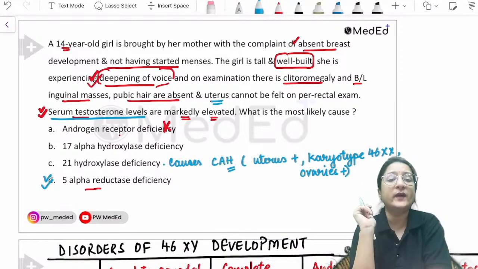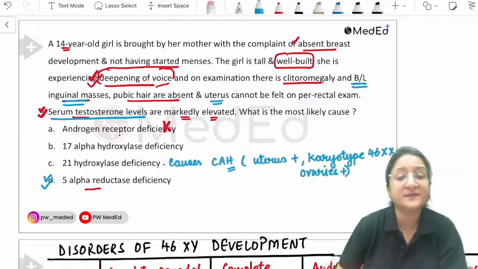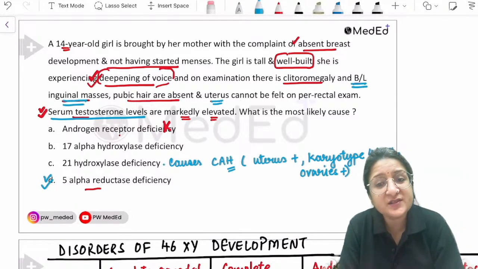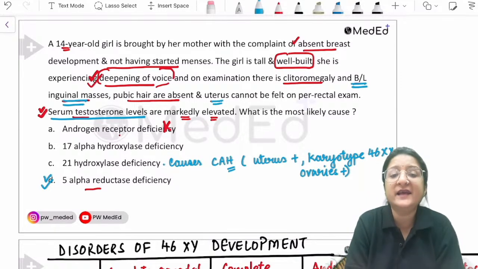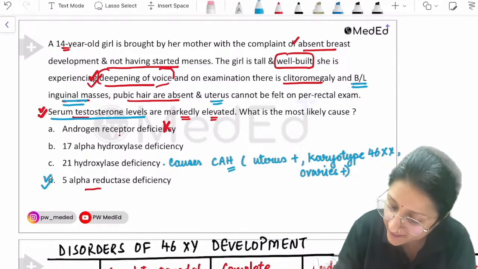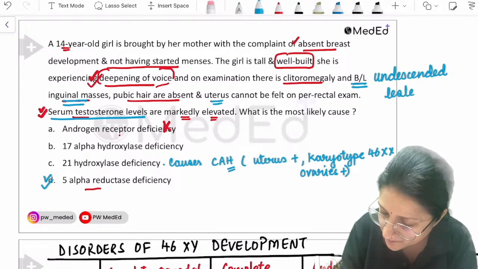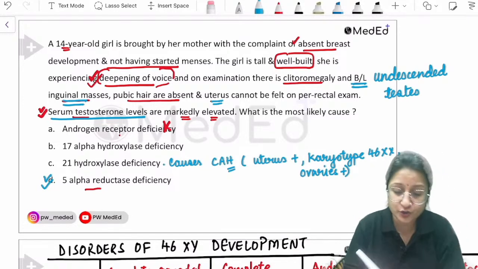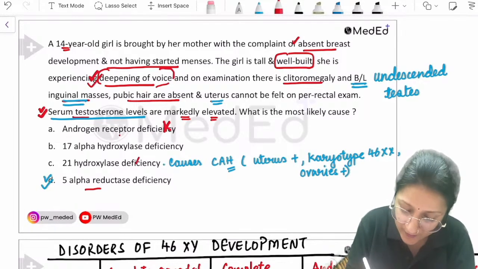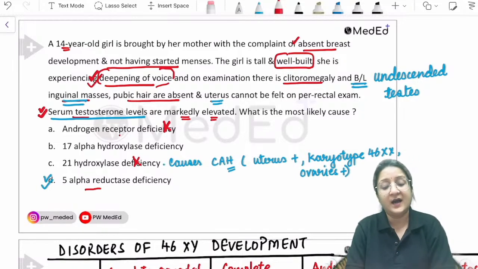Another reason why it is not 21-hydroxylase deficiency is, what about the bilateral inguinal masses? Whenever you find a situation that there is a young girl with bilateral inguinal masses, these are undescended testes almost 99.9% of the times. That's why I will not choose 21-hydroxylase deficiency as the answer. That is why that is not the answer.